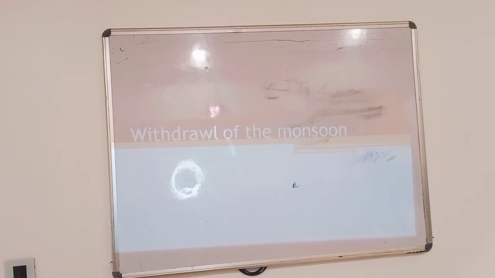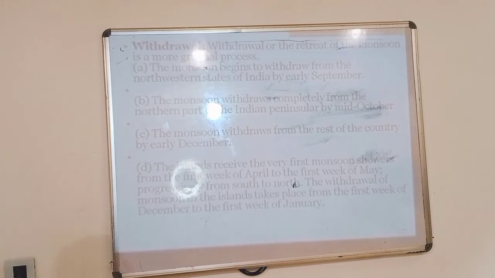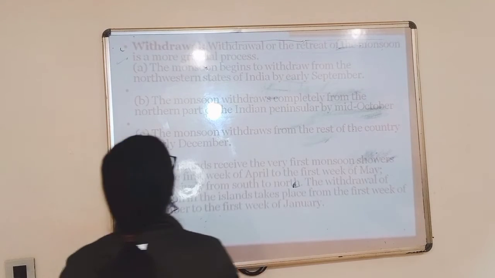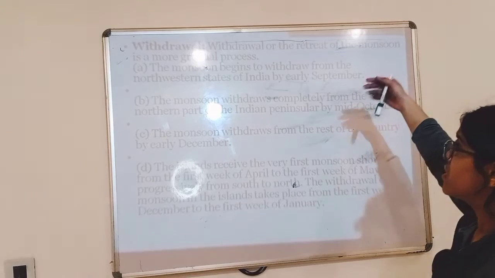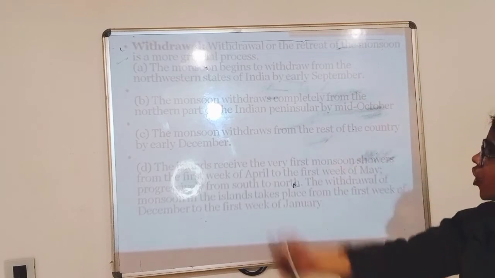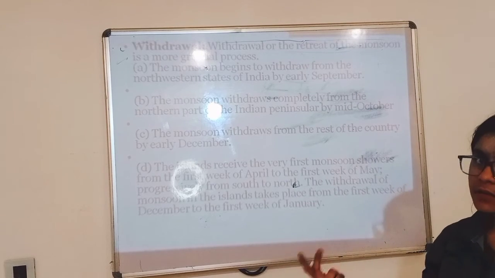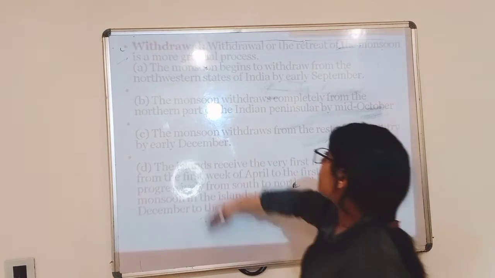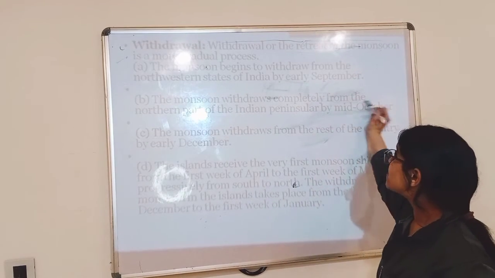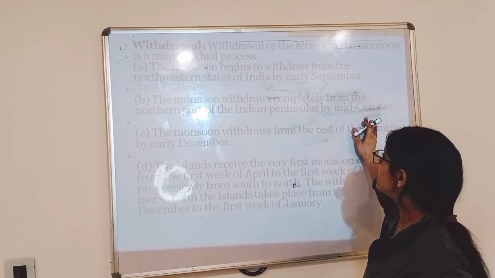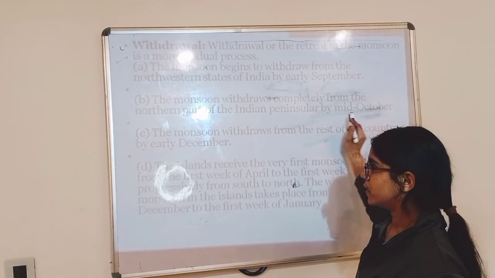But withdrawal of the monsoon, bye-bye monsoon. Withdrawal of the monsoon is a gradual process. The monsoon begins to withdraw from the northwest regions of India by early September. September से शुरू होता है monsoon का withdrawal. The monsoon withdraws completely from the northern part of India by mid October.